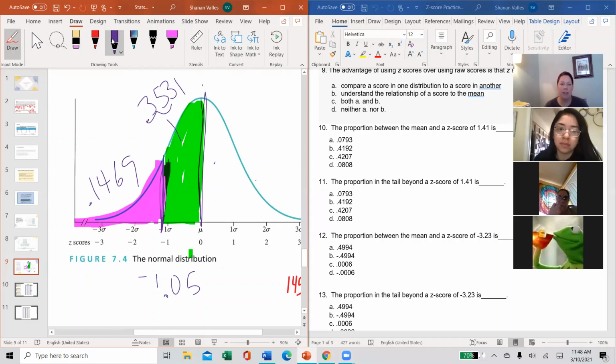So that's how you find those proportions in the table for some given z-score, and that's all it is. Are there any questions over this part? No, we're good. Irene? No, we're good. Okay. All right.